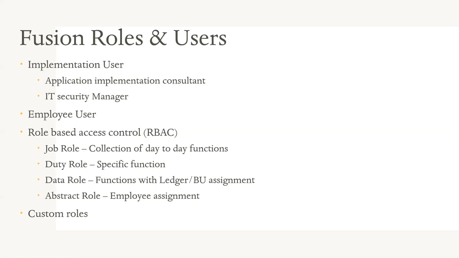And then we have data role. The data role is giving the privilege to the user to access a certain business unit, or the ledger set, or the data set, whatever we want to call it. This access we call data role. And if we are creating or customizing the role only for a particular employee, we call this an abstract role. So these are the four classifications of the roles that we have in Fusion application.